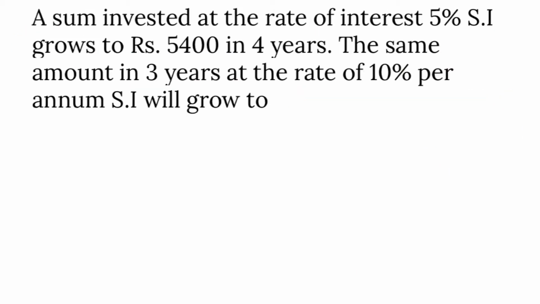A sum invested at the rate of 5% SI grows to 5,400 in 4 years. The same amount in 3 years at the rate of 10% per annum SI will grow to how much? A sum invested, we are not given the sum, the principal. At the rate of 5%, it grows to 5,400, means amount is 5,400. Time period is 4 years. The same amount in 3 years at the rate of 10% will become how much? See, amount in one condition is given, amount in other condition is asked. See, 5,400 rupees is amount.